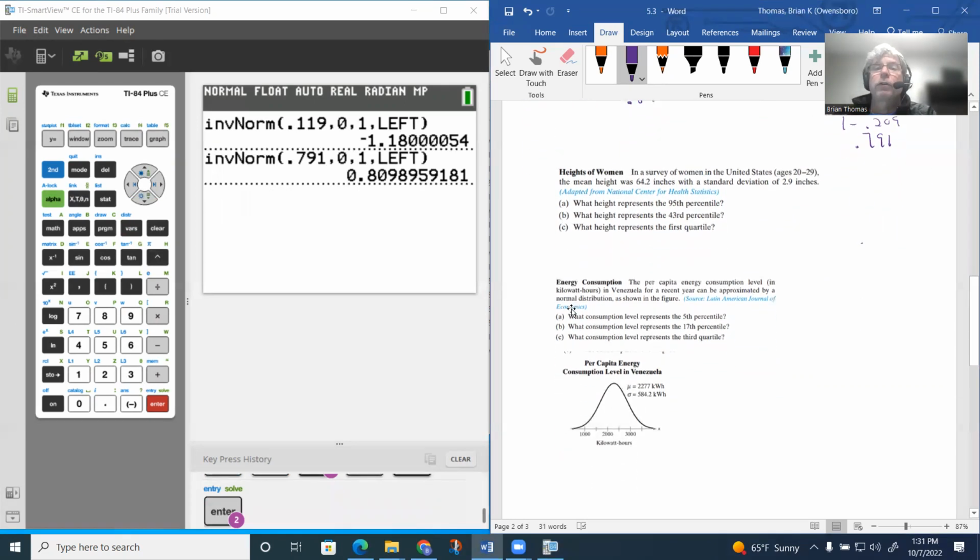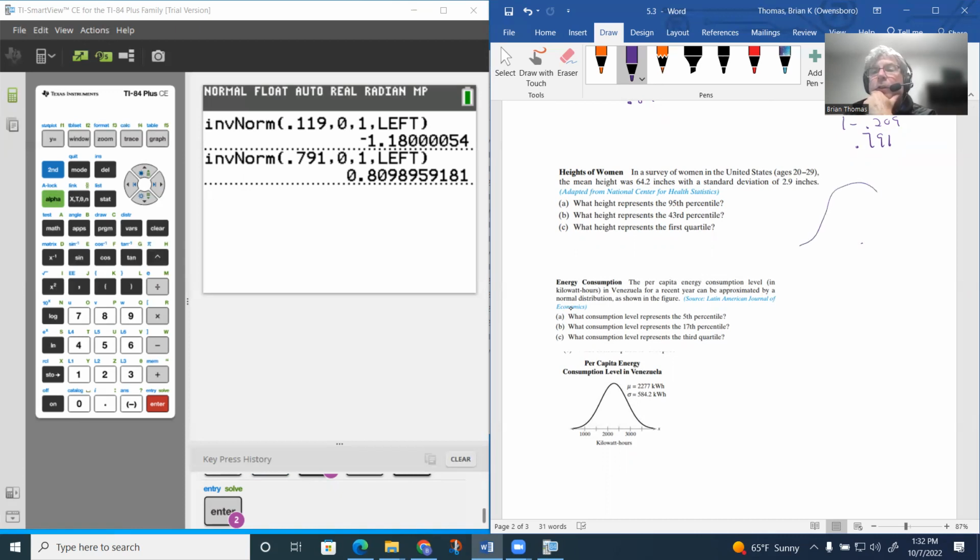So next thing we have is heights of women. We have kind of an application here. In a survey in the United States, ages 20 to 29, the mean height was 64.2 inches with a standard deviation of 2.9. What height represents the 95th percentile? So again, we can use our calculator for this. The 95th percentile means, again, a cumulative.